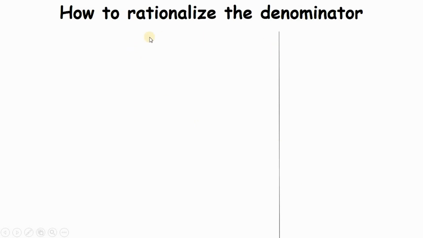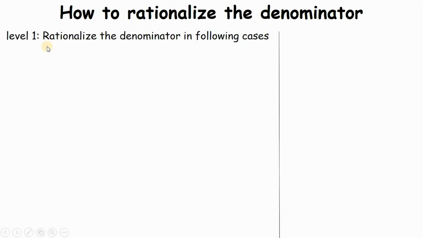Okay, how to rationalize the denominator. Now the level 1. Now level 1 is the simplest type of questions. Here the question says to rationalize the denominator in the following cases. We have A, 2 by root 5, B, 60 by 7 root 10, and C equal to minus 6 by root 12, and D equal to 7 by 2 root of 14.